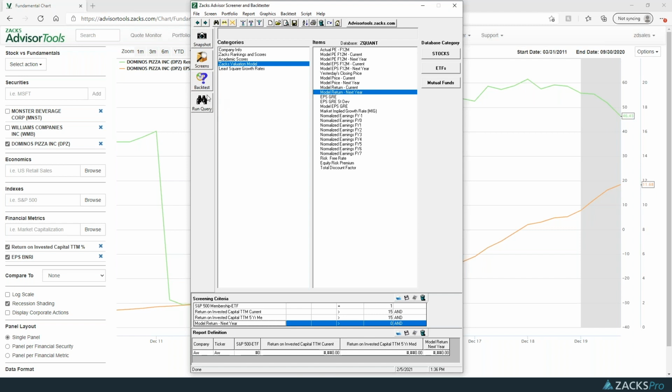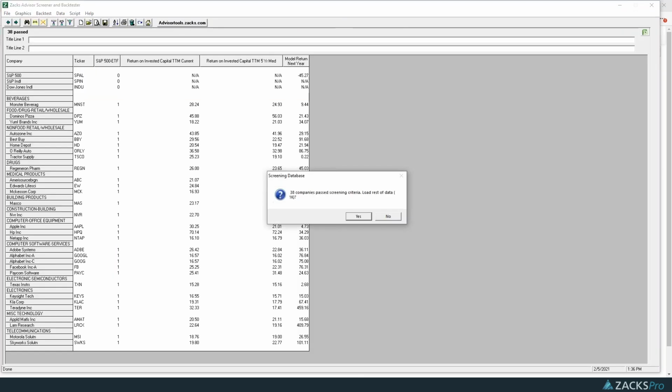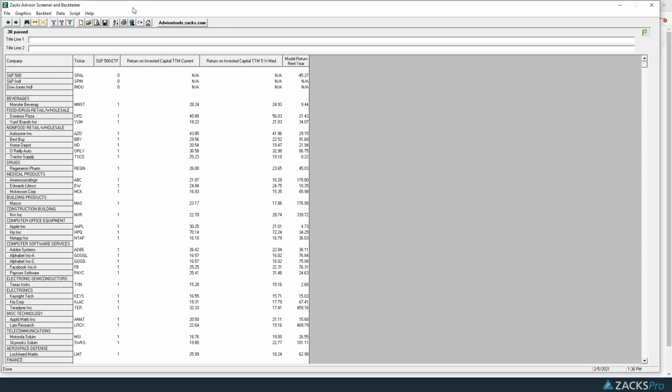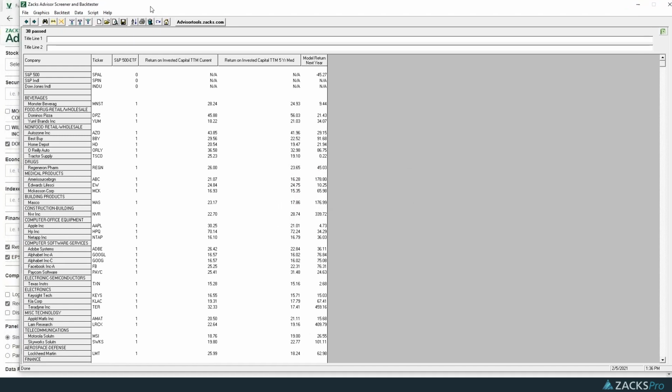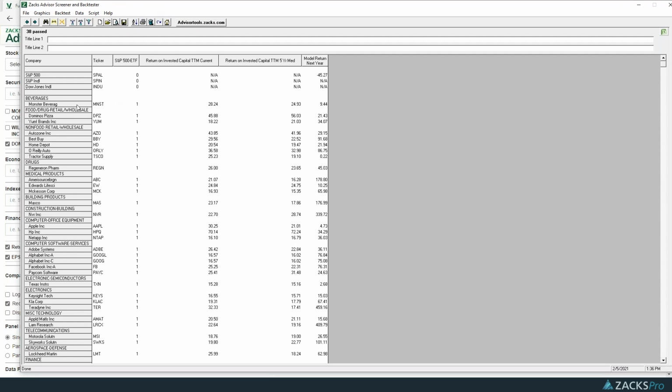So to run this criteria, let's see who passes right now. I'm just going to hit run query here. And check that out. Out of the 500 S&P companies, only 38 are passing. So this presents a very workable collection of super high quality companies.